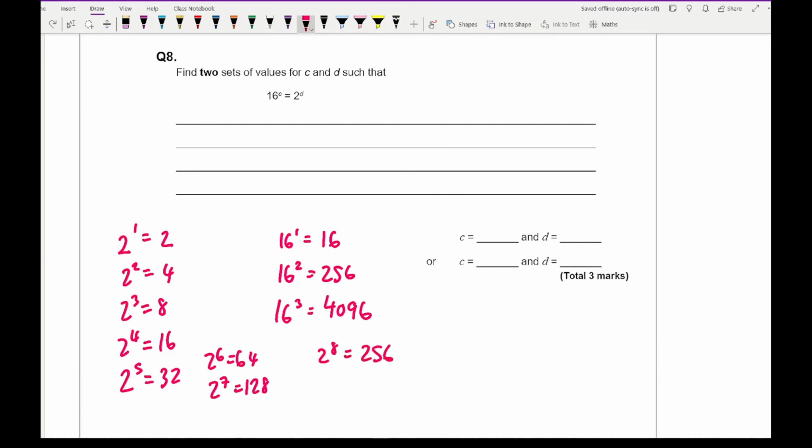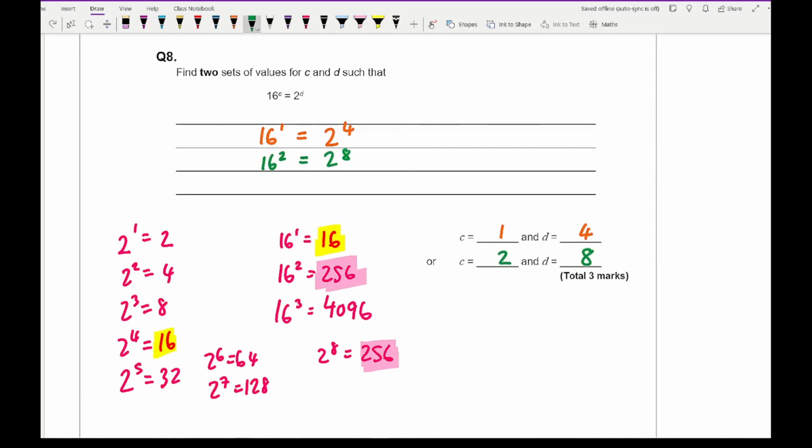Now what we're looking for are numbers that appear in both situations. So here we can see that 16 appears in both. So for this to balance, I can have 16 to the power of 1 equals 2 to the power of 4. So one possible value for c and d is going to be 1 and 4. Then another combination that also works is 256, which I see in both lists. So I can have it as 16 to the power of 2 equals 2 to the power of 8. So c can equal 2, and d can equal 8 as well.